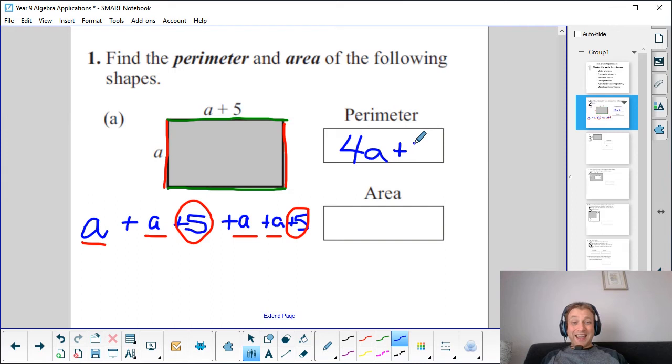This isn't 14A. Remember, we can't put these together. I can't put A's and not A's together. So 4A plus 10 is my total perimeter, right? It doesn't have an actual answer. It's an algebraic representation of the perimeter.